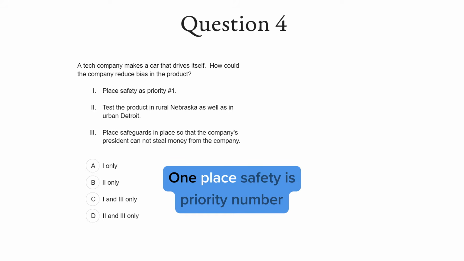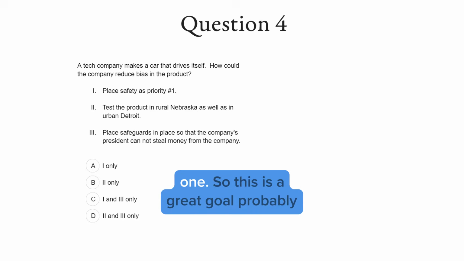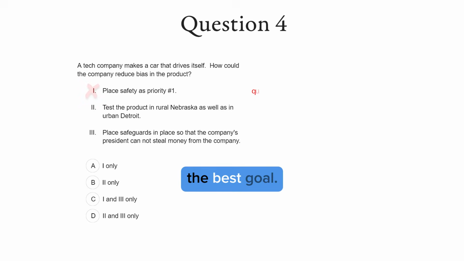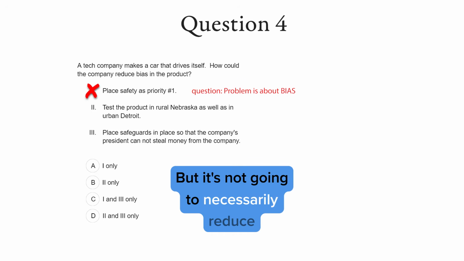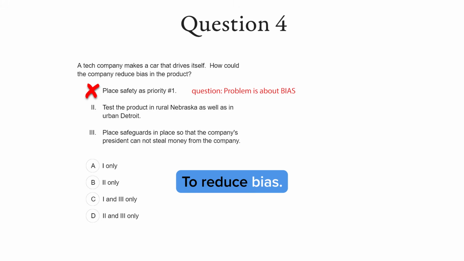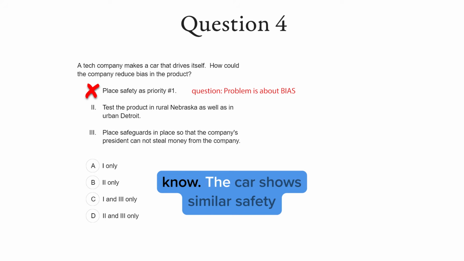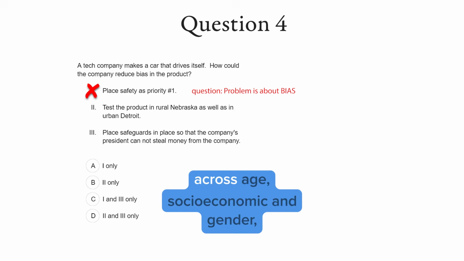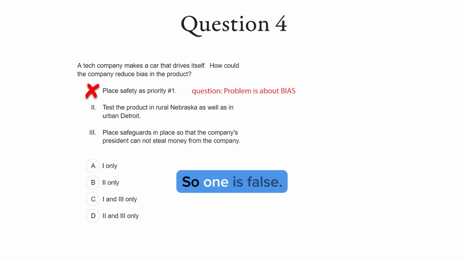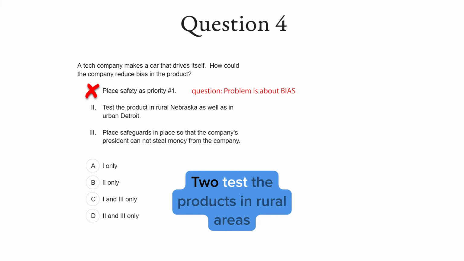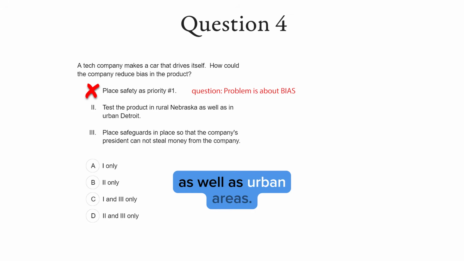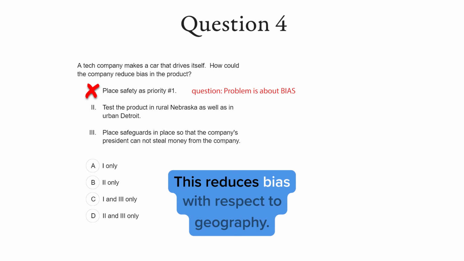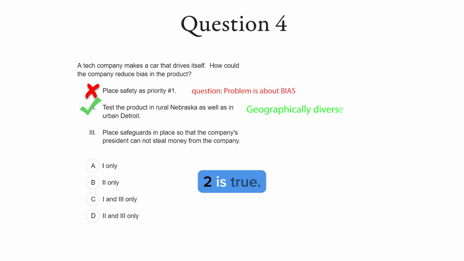1. Place safety as priority number 1. So this is a great goal, probably the best goal, but it's not going to necessarily reduce your bias. To reduce bias, you might say something like, the car shows similar safety across age, socioeconomic, and gender, something like that, but it doesn't say that, so 1 is false. 2. Test the products in rural areas as well as urban areas. This reduces bias with respect to geography, so 2 is true.